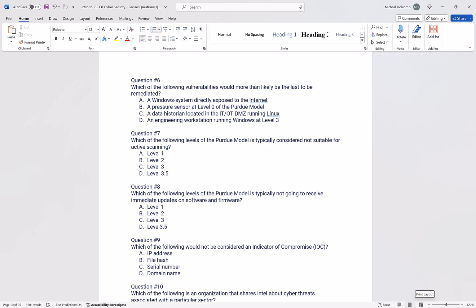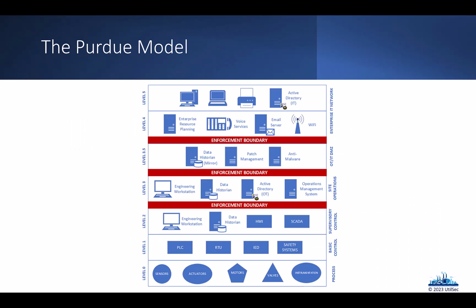Question 7, which of the following levels of the Purdue model is typically considered not suitable for active scanning? This is what we were mentioning earlier. Good thing I brought that diagram back up. As we go further down the list, we're going to get more resistant to wanting to do active scanning. Scan away in IT. Most IT environments are scan whenever you want. IT, OT, DMZ, scan whenever you want, I think pretty much in most environments that I've seen.